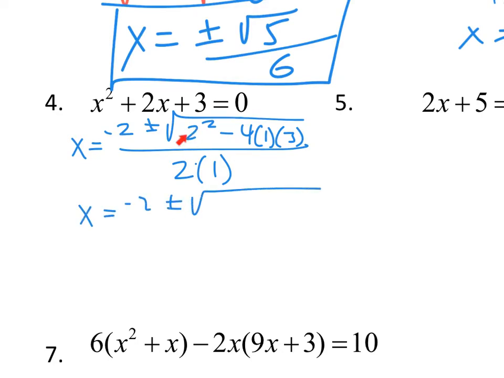Underneath here we get 4, and this is going to be 12. So 4 minus 12 is negative 8. This is going to give us an imaginary solution. And so we have negative 2 plus or minus. The negative, that's going to give us an i under the radical here. And this is the square root of 4 times the square root of 2.